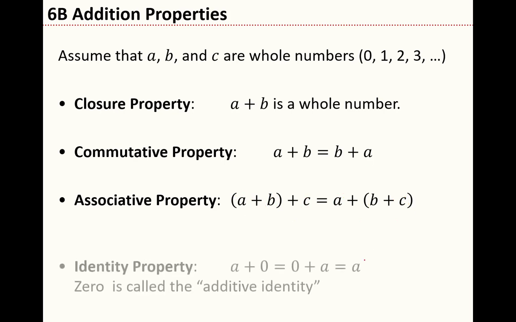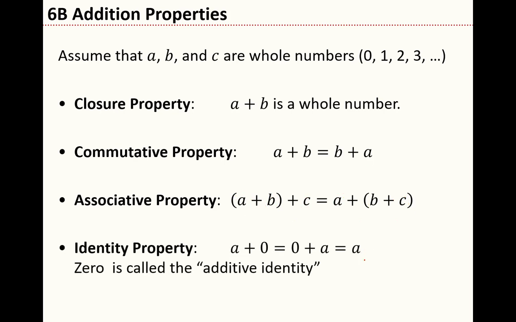Our last property is the identity property. This means that there exists a very special whole number, 0, with the property that A plus 0 is 0 plus A. Well, that's not special, that's commutative, that works for everything. But what's important with 0 is that we just get A in return. 0 is called the additive identity.